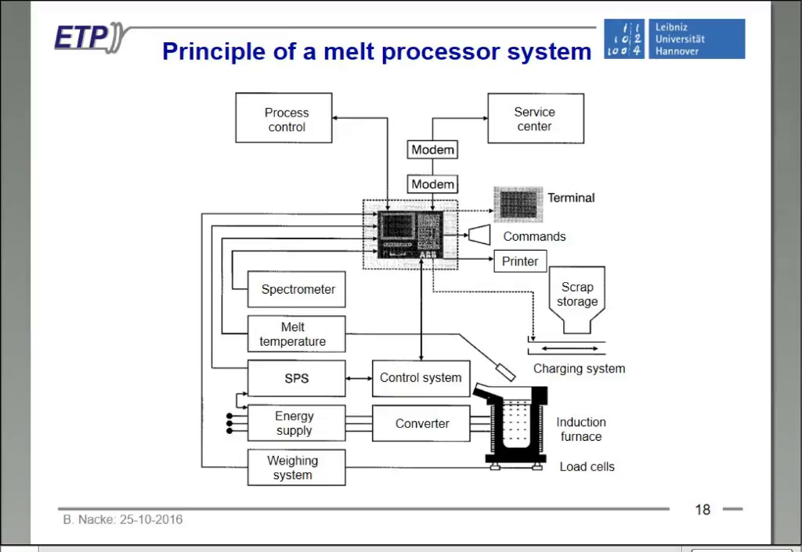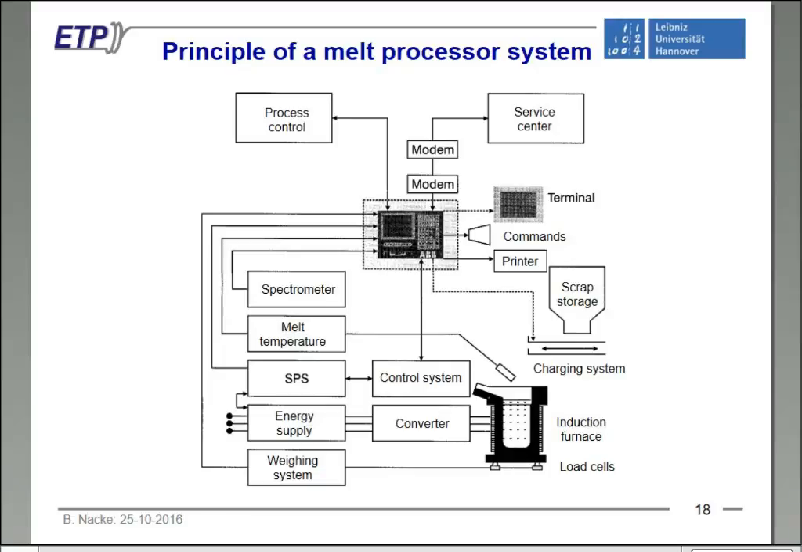So finally, the melt processor system. This is also a point which is used in modern furnaces which have high power, to control the temperature inside the melt, especially the overheating. The principle is very simple. We put the furnace on load cells, so we always have information about the content inside the crucible, and then the system is calculating the necessary energy for this volume which is inside the furnace.